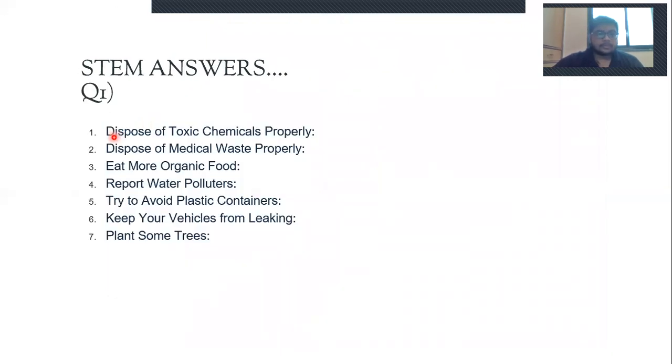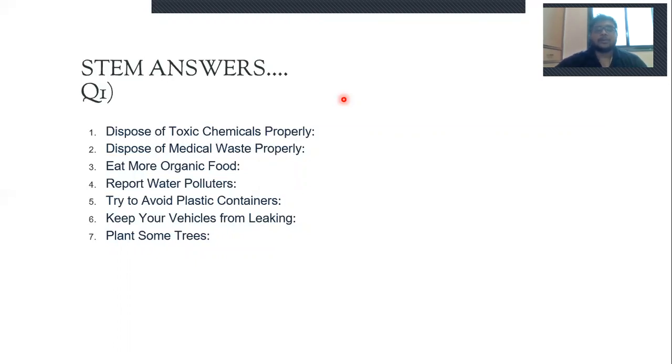So first is you need to dispose of toxic chemicals properly. Okay, the disposing of toxic chemicals, like if there is a bottle of chemical, you cannot dispose it directly inside the river stream or mainstream. You must dispose of it properly.